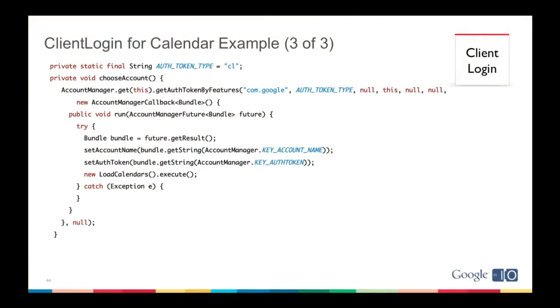Choose account method uses my favorite method from the account manager class: get auth token by features. Now, why do I like it so much? It takes care of a lot of stuff for you. If there's no account set up, it'll go through the set up a new Google account flow for you. Great. If there is an account set up already, or if they went through the flow, it's going to put up that permission dialog, and hopefully the user clicks Allow, and it will get the auth token for you. So all you have to do as a developer is implement this Account Manager feature, I get the account name and the auth token, and I load the calendars.